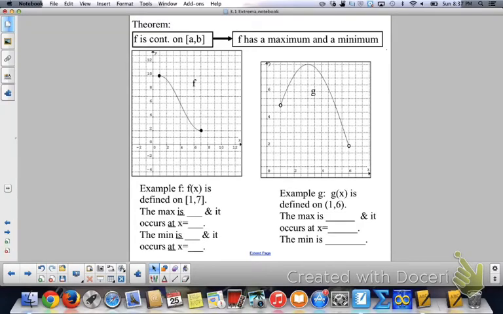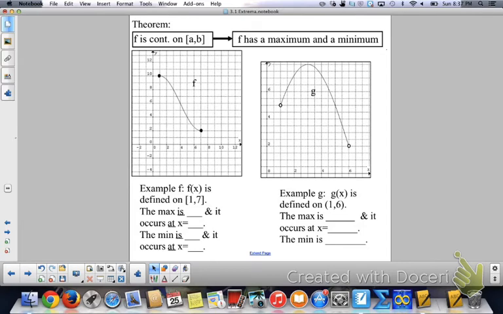Okay, today we're going to start with chapter 3, talking about extrema. Now, extrema are maximums or minimums. They're extreme values. When you're talking about the max or min value, it is talking about the y value, okay? You always want to remember that.